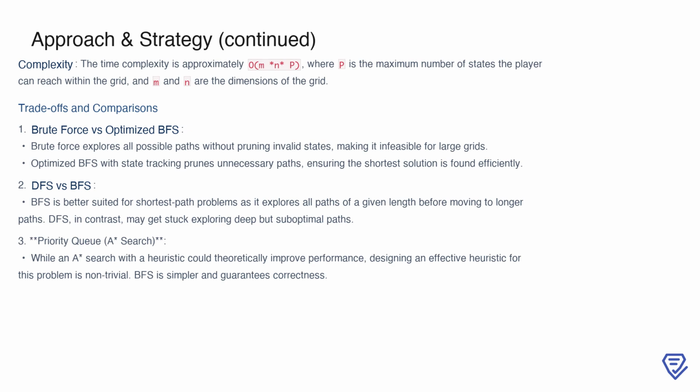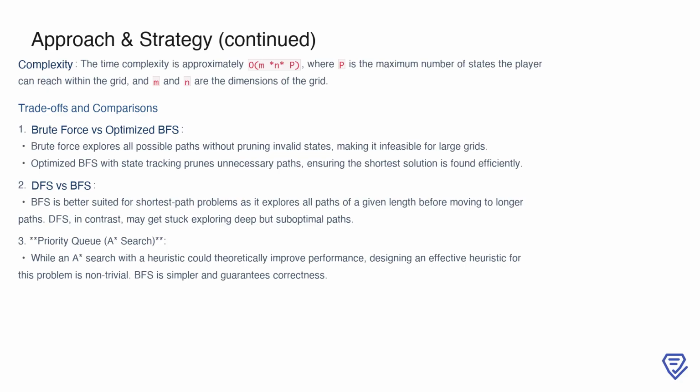When considering depth-first search, or DFS, versus BFS, BFS is far better suited for shortest path problems. It explores all paths of a given length before moving on to longer paths, ensuring we find the shortest solution. On the other hand, DFS can get stuck exploring deep paths that are ultimately suboptimal.